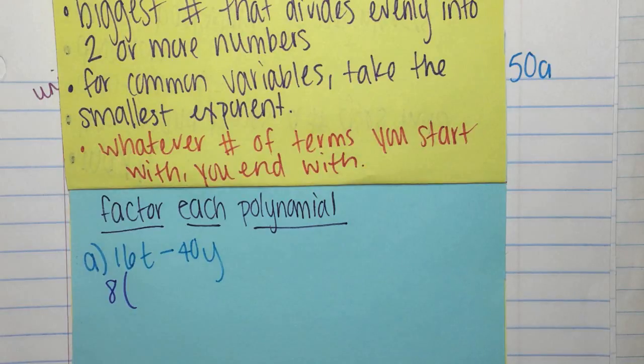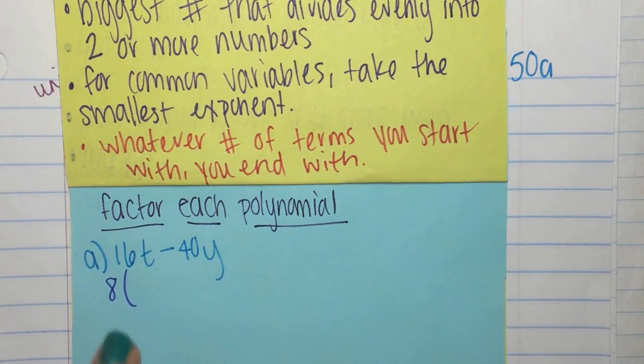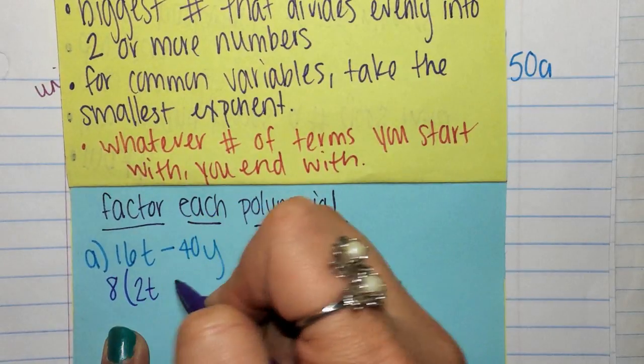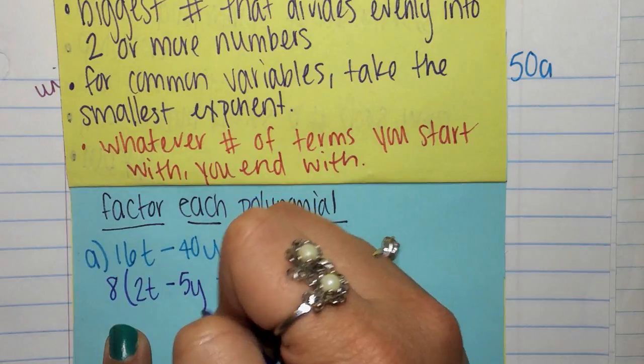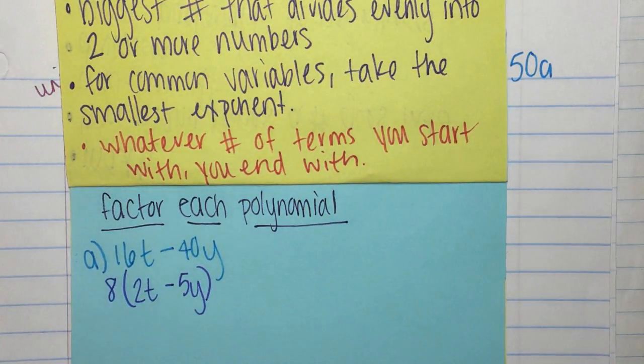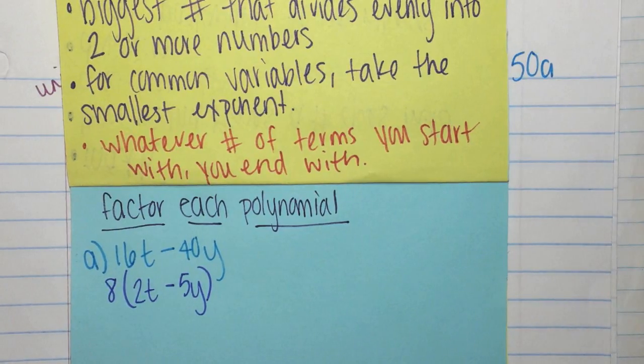Now, factoring is division. That's what we just said a minute ago. So what is 16t divided by 8? 2t. Minus, what's 40y divided by 8? 5y. Look at us go. Does everybody understand what we've done so far? Are we sure? Because that's the biggest number that goes into both 16 and 40.